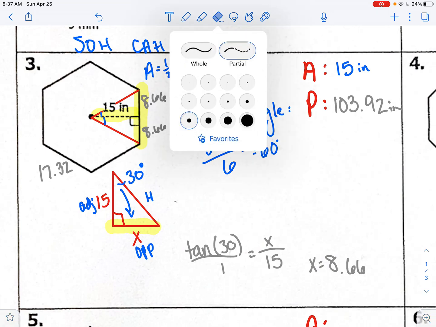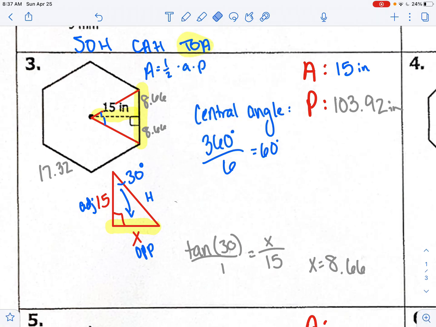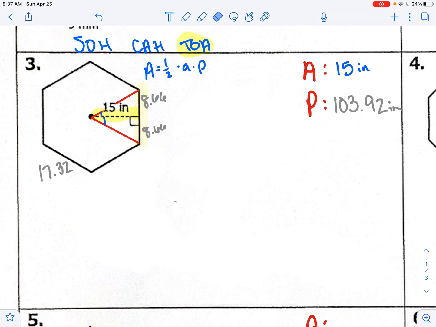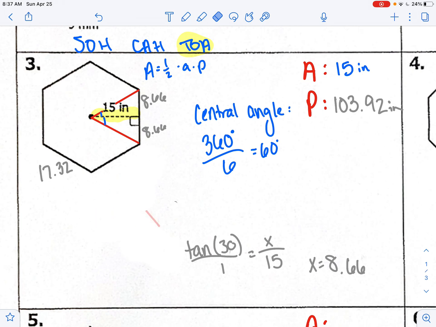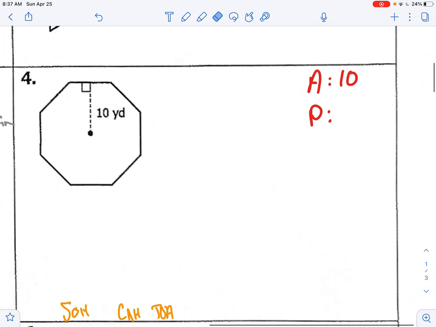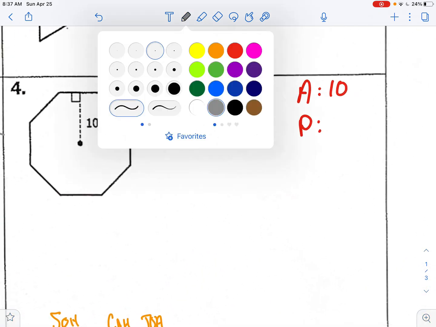Okay, so let's kind of recap what we did here. I started out by drawing that triangle in my shape. I found my central angle was 60. And then I used my central angle to find the opposite side, doubled it to find the whole side of that hexagon, and then found the perimeter. Let's do this one more time.